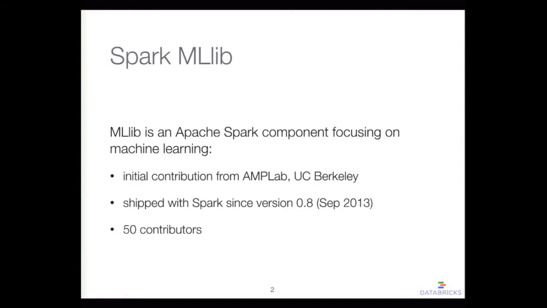now everyone is going to the training day, so I want to give a brief introduction of MLlib. MLlib is a sub-project of Spark implementing many standard machine learning algorithms. The initial code contribution was from the Berkeley AMPLab, the same group of people that created Spark. It has shipped with Spark since version 0.8, from September last year.